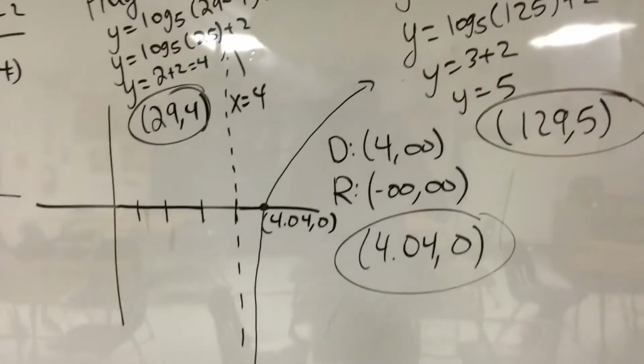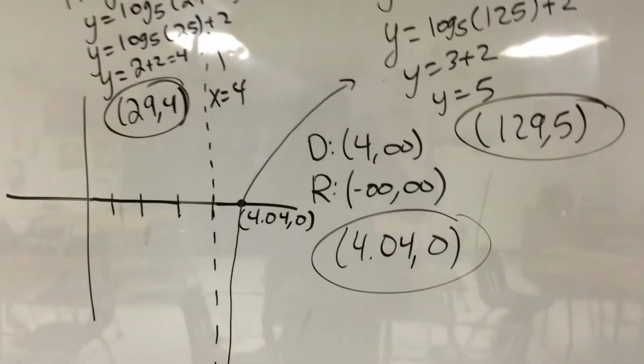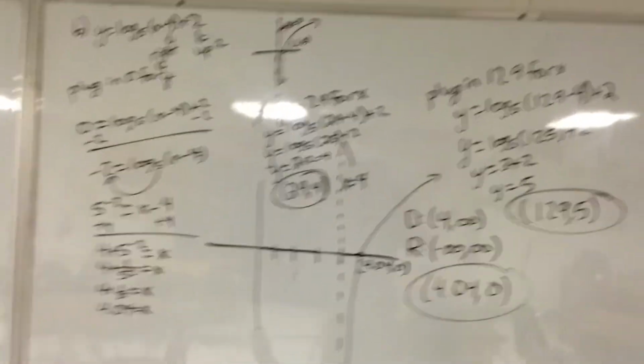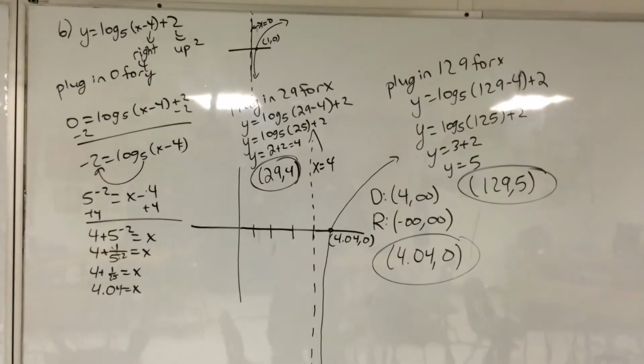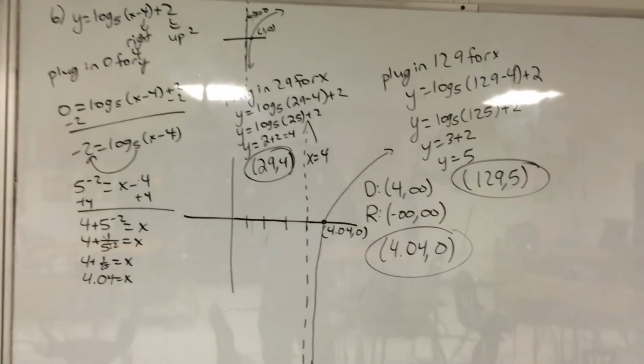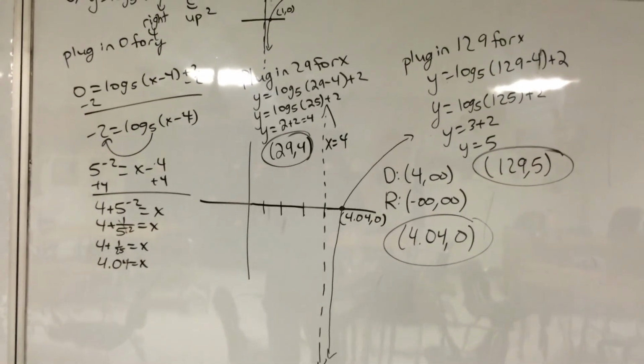So I've got my 3 points circled. I've got my domain and range. I've got my graph. Let me zoom out so you can see everything. And if you follow this process for all the log graphing problems, you'll be just fine.